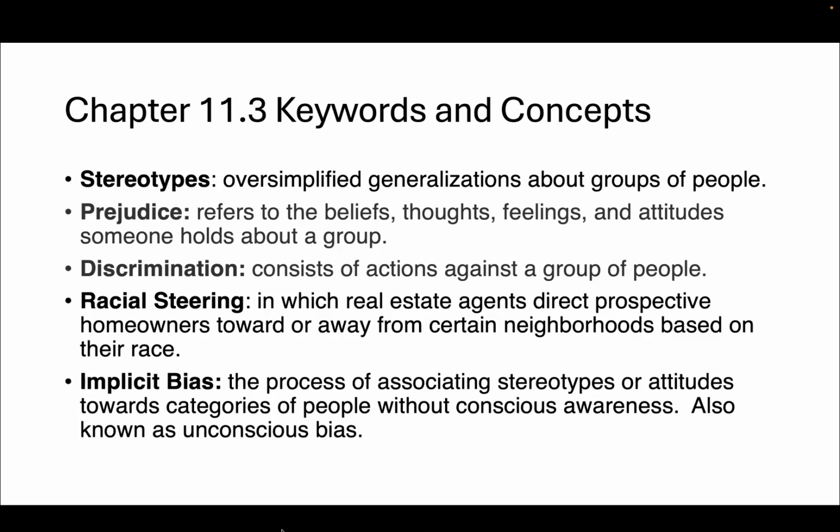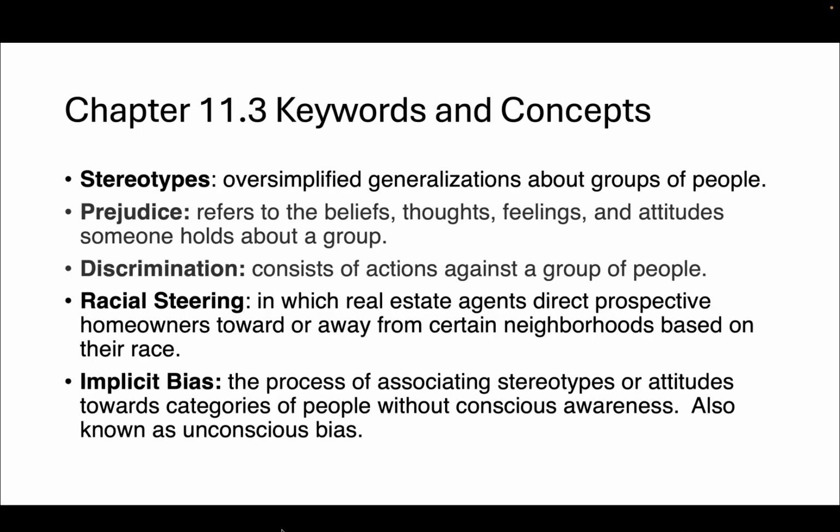So we're in chapter 11.3 in race and ethnicity. First one that we need to know is stereotypes. Now, hopefully you know what that is, but just in case you don't, that is an oversimplified generalization about groups of people. Your textbook gave a number of disgusting examples. I don't need to repeat those. We know what stereotypes are.